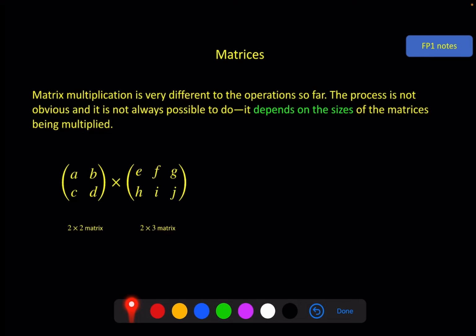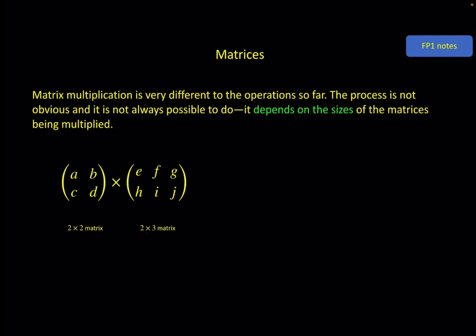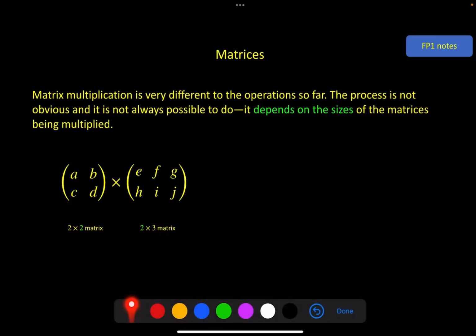Here we've got a 2x2 matrix and a 2x3 matrix, and these can be multiplied, and the reason for that is that the number of columns in this matrix matches the number of rows in this matrix. That's this number and this number are the same. Put them in green here. This shows you that the two matrices can be multiplied.